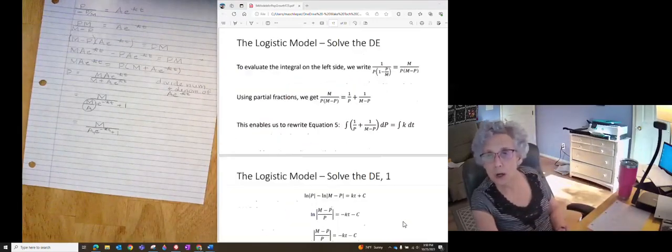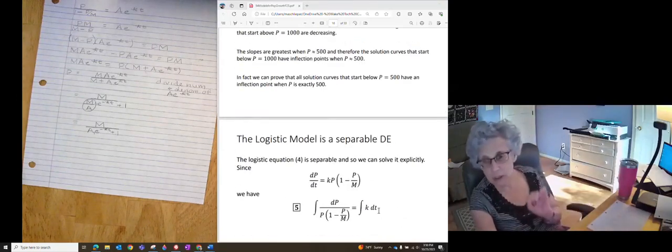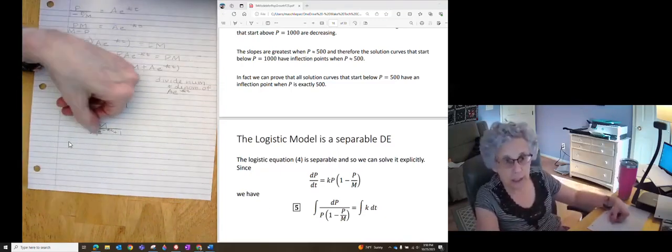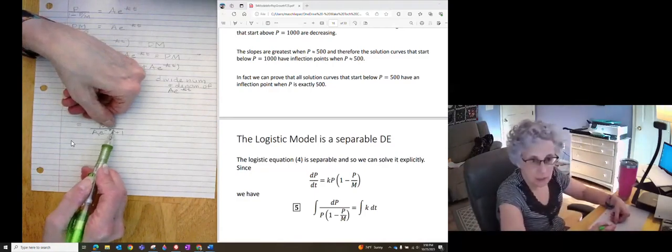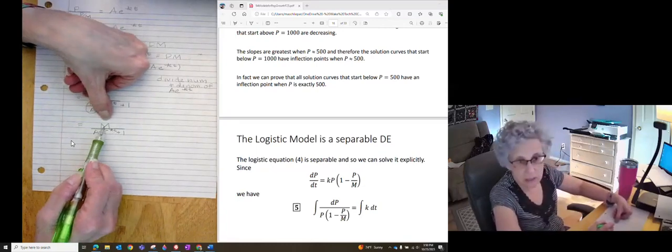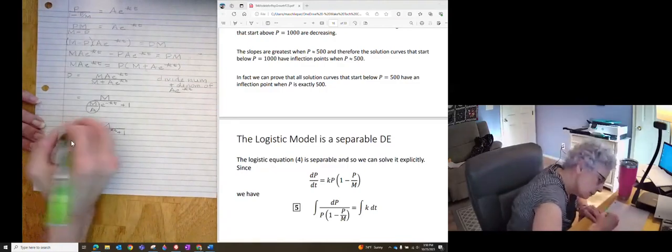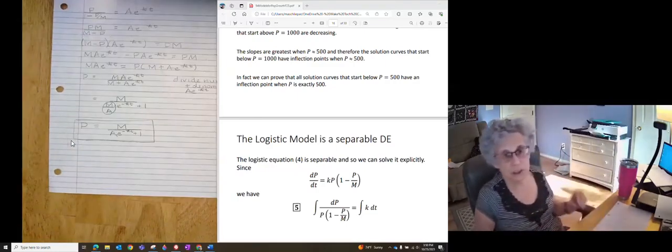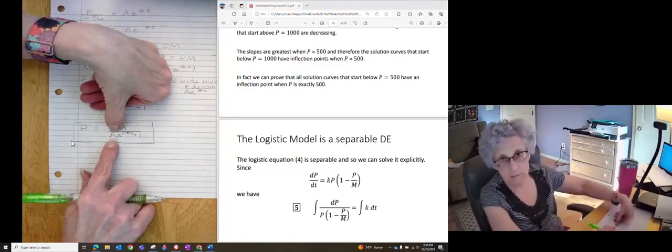If you start with the equation in this form, dp dt is equal to kp times 1 minus p over m, then your k is going to be a negative k right here. Your carrying capacity is going to sit on top plus 1. Your population function will look something like that.